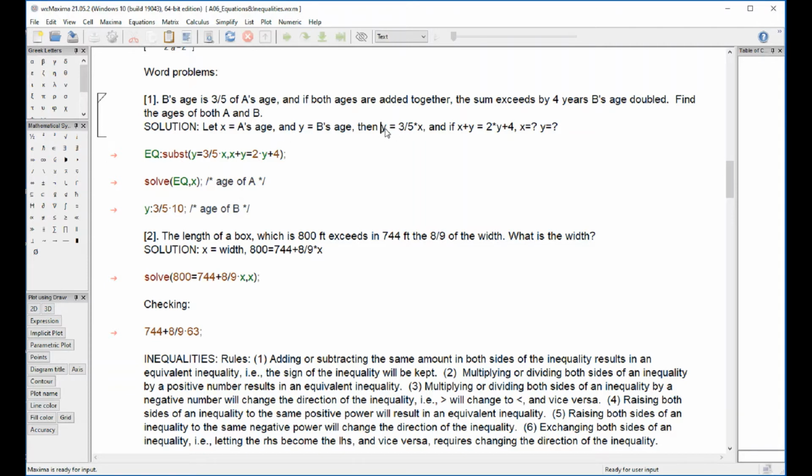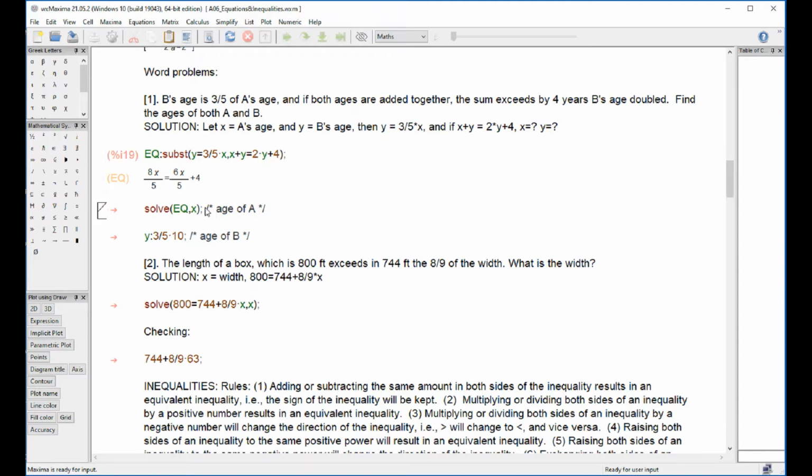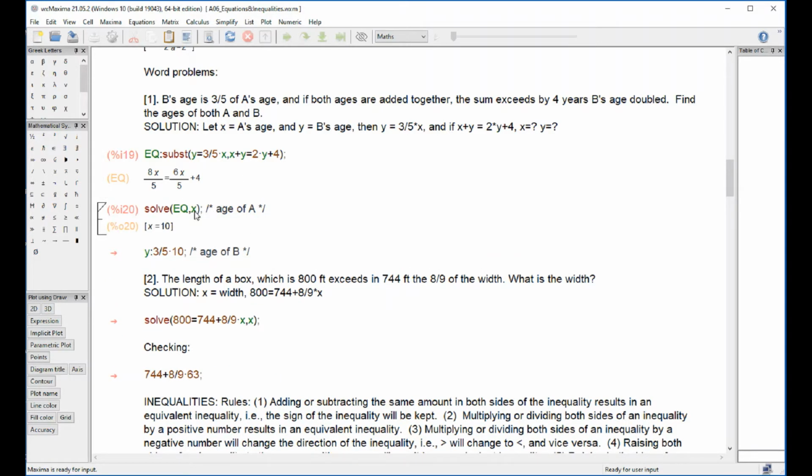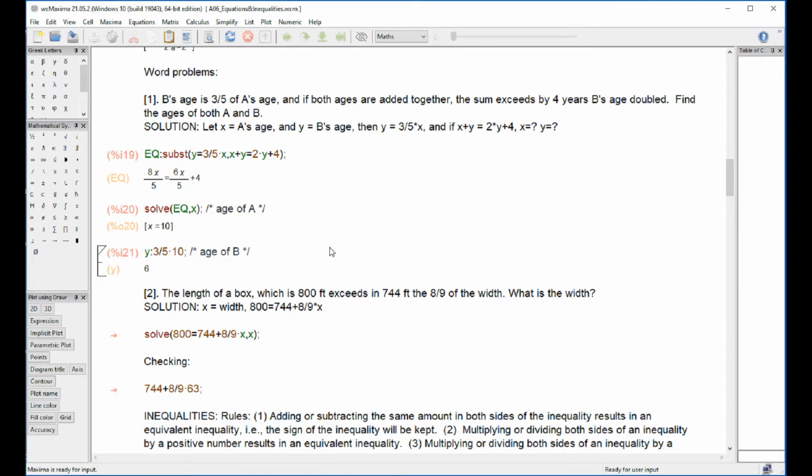One says y equals 3/5 of x, and the other one says x plus y equals y plus 4x. If I substitute y equals 3/5 of x into this right equation, I get an equation in x. If I solve for x, that will be solving for the age of a. And then y will be 3/5 of that, which is 6.